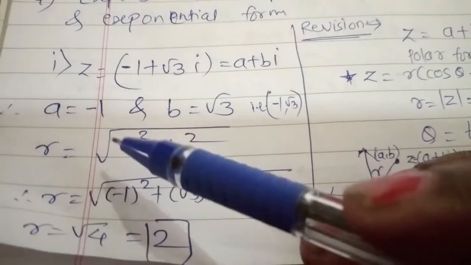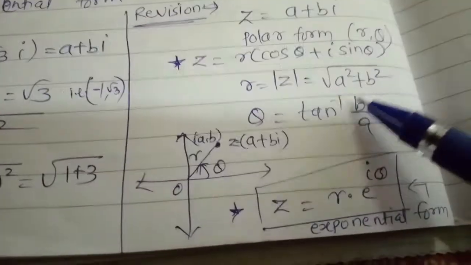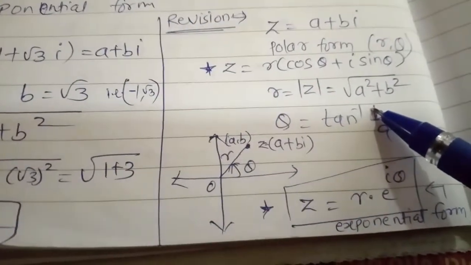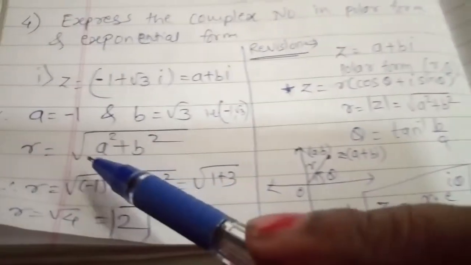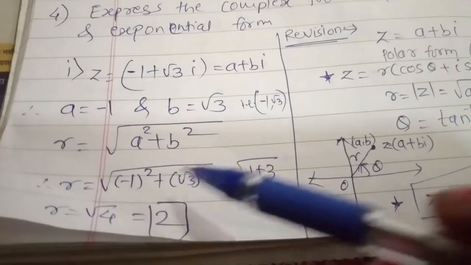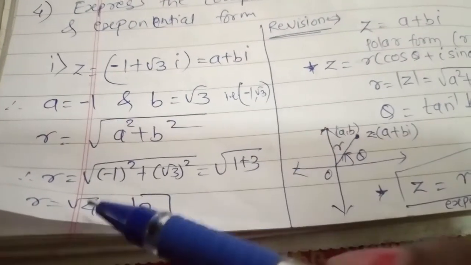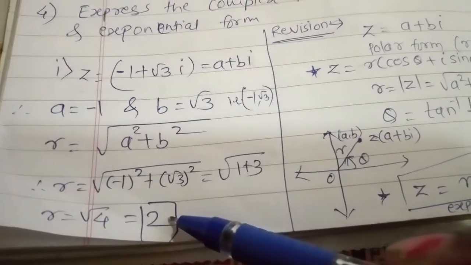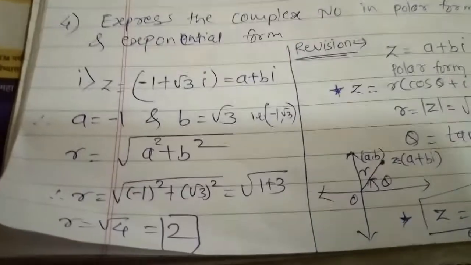So first we are going to find out r. The formula for r I already gave you. That is nothing but the magnitude of z, that is the square root of a square plus b square. So minus 1 square plus root 3 square, that is 1 plus 3, root 4, and so the value of r is 2. Now we have to find out theta.